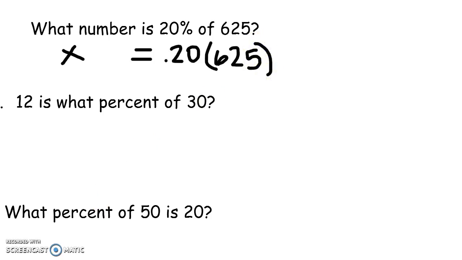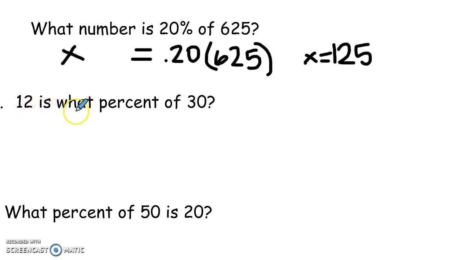Okay, pause the video and multiply that out now. Okay, did you get 125? X should equal 125. And what that means is 125 is 20% of 625. Okay, let's look at the next one and see if we can translate it.